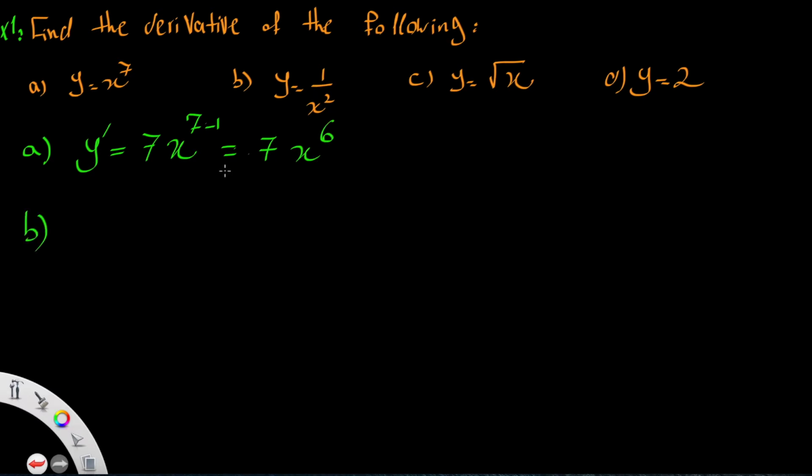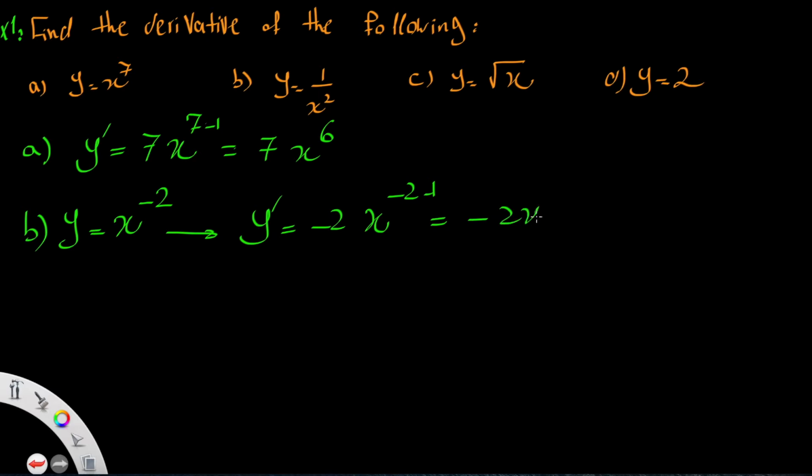Now part B. First I write it in this form. I bring x squared up to write it in the form x to the power of negative 2. Then we can easily use the formula for x to the power of n. Now the differentiation will be, multiplied by the power, then 1 is subtracted from the power, so negative 2 x to the power of negative 3. You can rewrite it with a positive index, so I transfer it to the denominator again, so it will be negative 2 over x cubed.